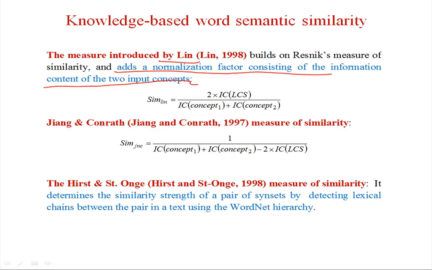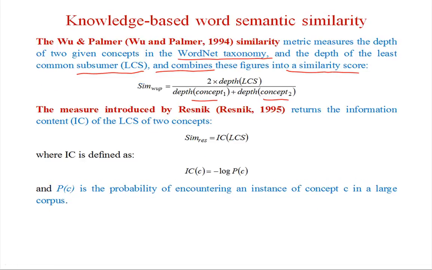Similarly, a slight modification was proposed by Jiang and Conrath. Similarity is equal to 1 divided by the information content of concept 1 plus the information content of concept 2, minus 2 times the information content of the least common subsumer.